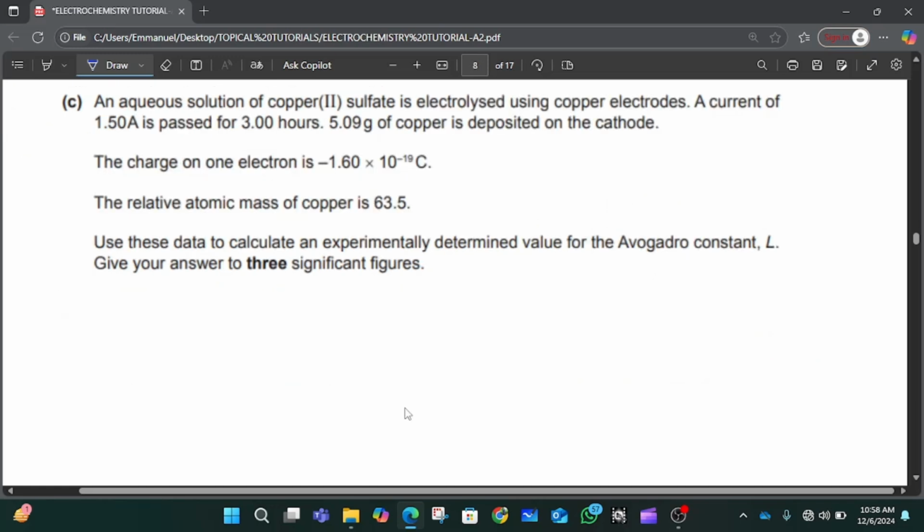C. An aqueous solution of copper(II) sulfate is electrolyzed using copper electrodes. A current of 1.50 amps is passed for 3 hours.